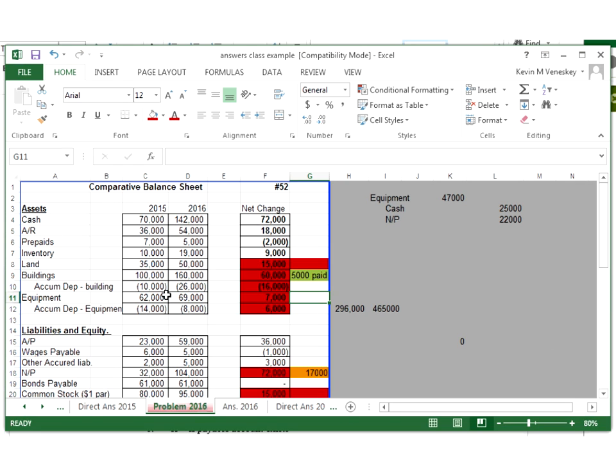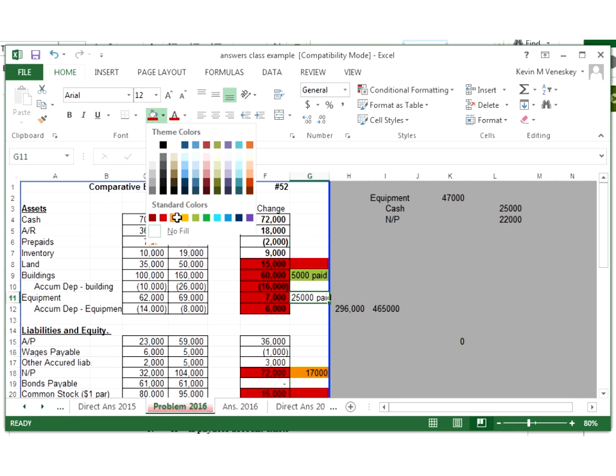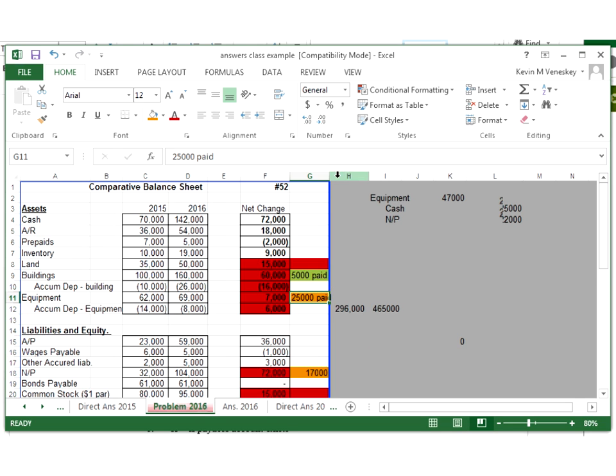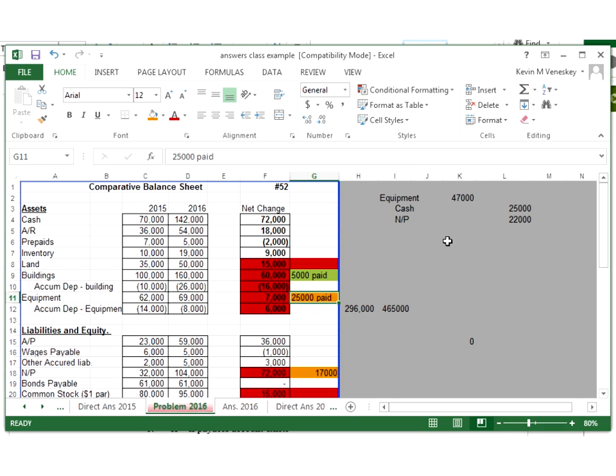So with this equipment, so far I know part of this change, I spent $25,000 in cash. So $25,000 paid, but I'm going to want to put that in orange because I still got other equipment things that was going on. So I need to add to that $25,000, but that's going to be a piece of it.